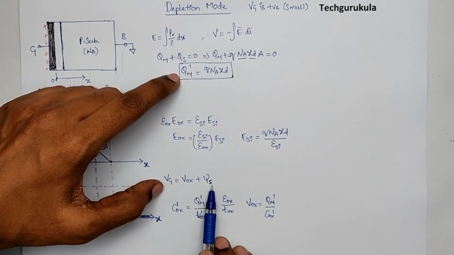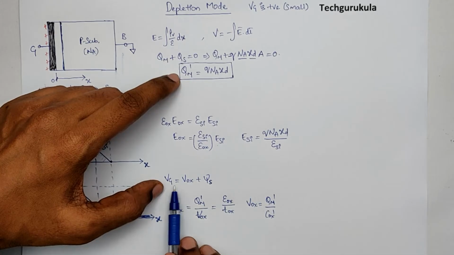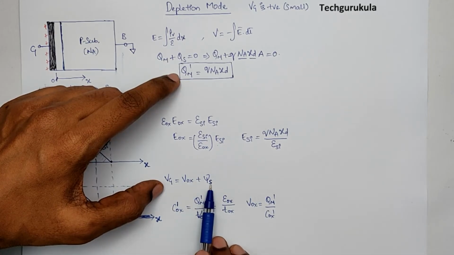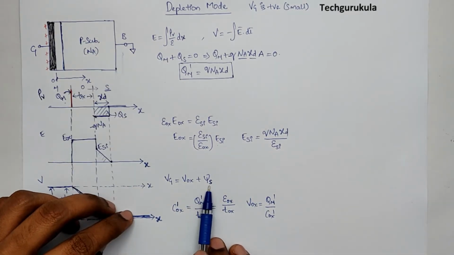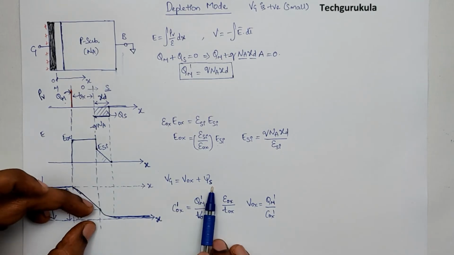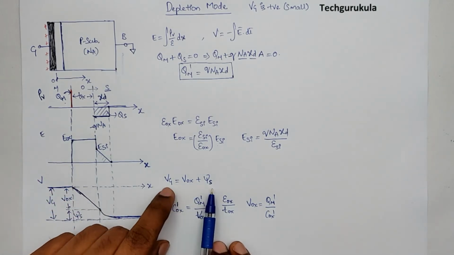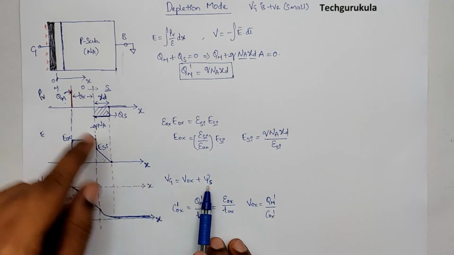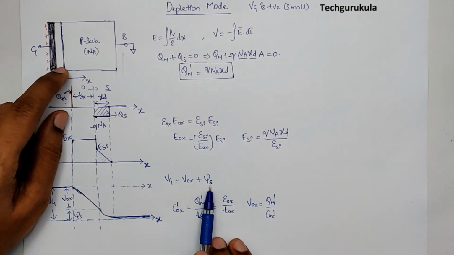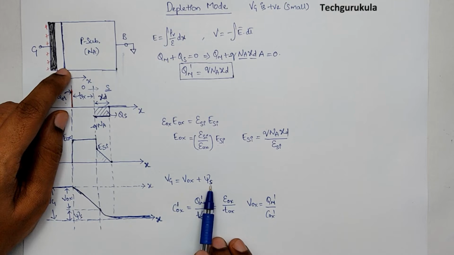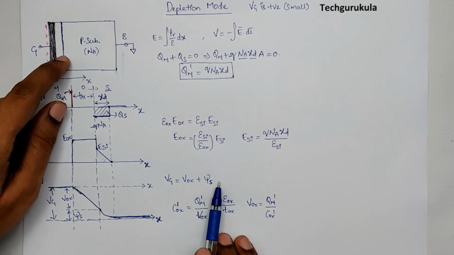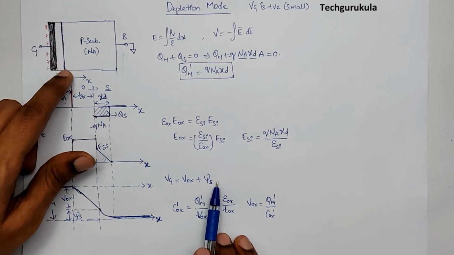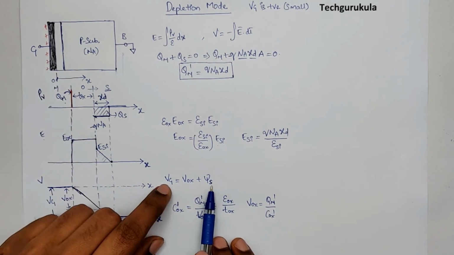Why are we interested in psi s? Because Vg, if it is written in terms of psi s, is nothing but the potential drop across the semiconductor. Now we are trying to relate the gate potential applied to the surface potential at the semiconductor, or potential drop across the semiconductor, which gives us the understanding of what's happening in the semiconductor. Hence it is very interesting to write this equation in terms of psi s.